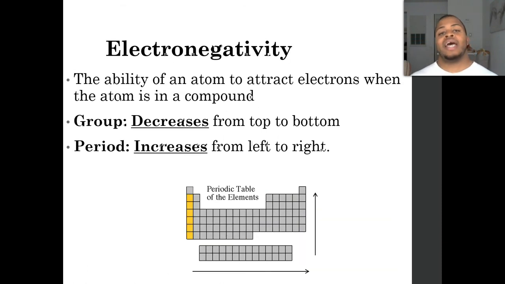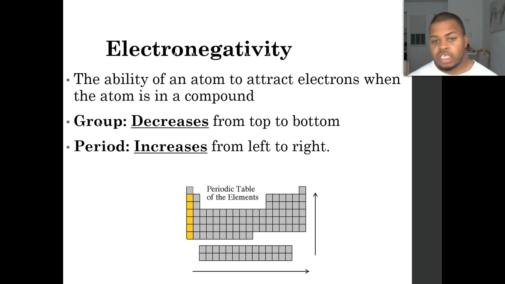Now, our last trend that we're going to look at for this portion is electronegativity. Now, this is the ability to attract electrons when an atom's already in a compound. So if I have a compound made up of oxygen and hydrogen, H2O, it's going to allow me to predict how these two will actually interact with other things, because one will have a stronger pull on the electrons.